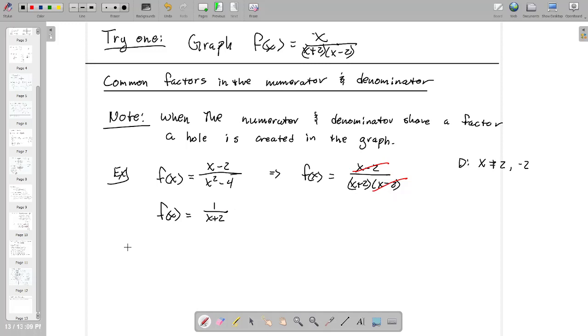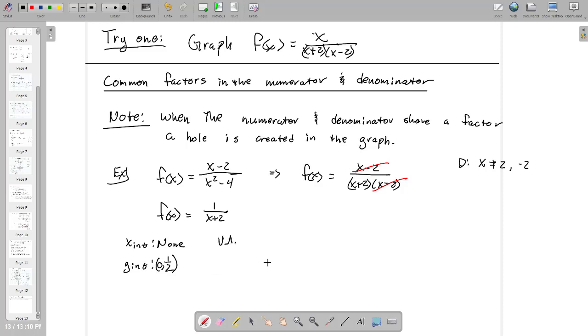So let's go ahead and find the x and y intercepts. There are no x-intercepts because the numerator can never be 0. The y-intercept is, of course, 1/2. We're plugging in 0 for x, you get 1/2. So you have 0, 1/2 as the point.